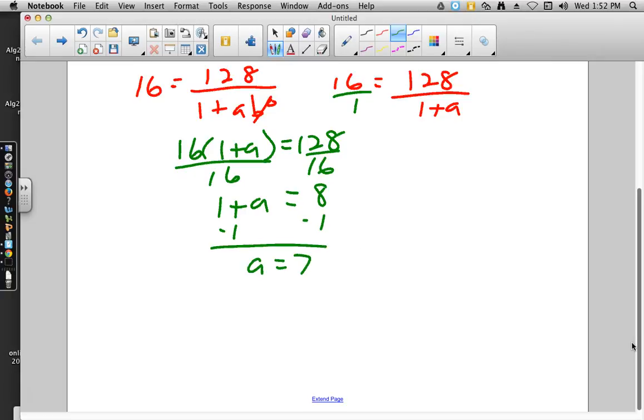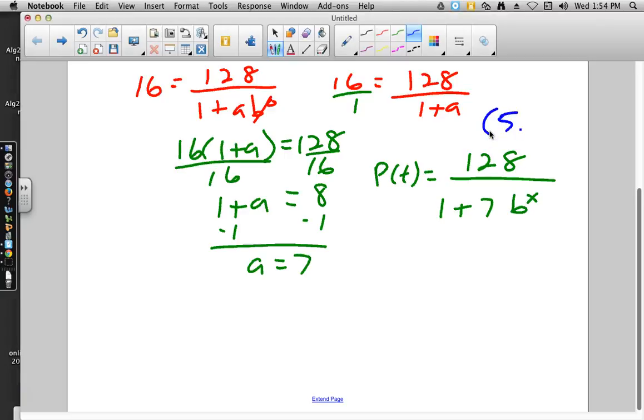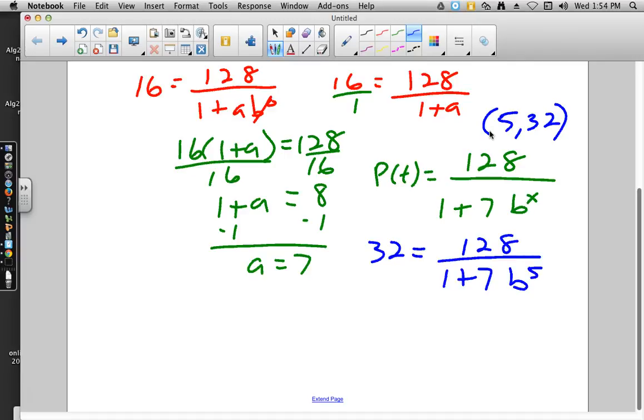So now I have an additional piece of information that I needed. I have P of T equals 128 over 1 plus 7 times B to the X. And now I need that B to the X piece. Another piece of information that we had on this was that the point (5, 32) is in this function. So what we want to do is put that 32 in for our P of T, and then we're going to go ahead and put that 5 in for X and solve this, much in the same way that we just got done figuring out what we needed before.